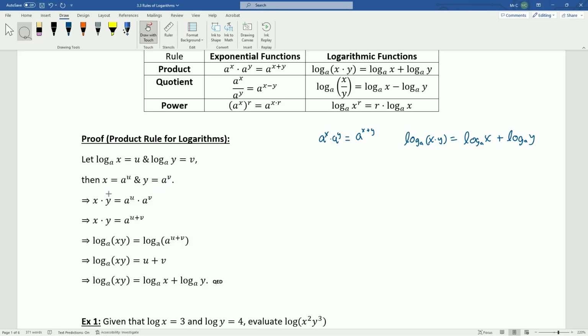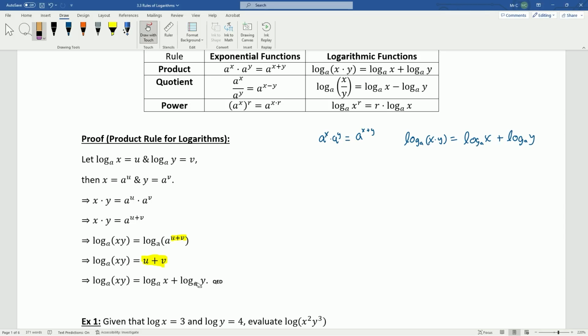So now, if I take the product x times y, that's going to be equal to a to the u times a to the v, which gives me x times y equals a to the u plus v. And so now if I take log base a of both sides of the equation, I get log base a of xy equals log base a of a to the u plus v, and log base a of a to the u plus v is u plus v. But u was log base a of x, and v was log base a of y, and so we finally get log base a of xy equals log base a of x plus log base a of y.